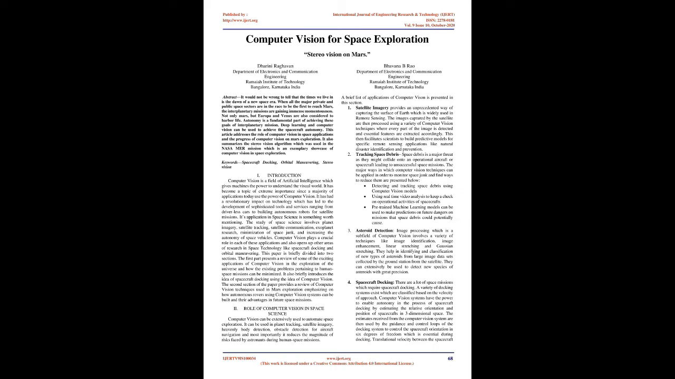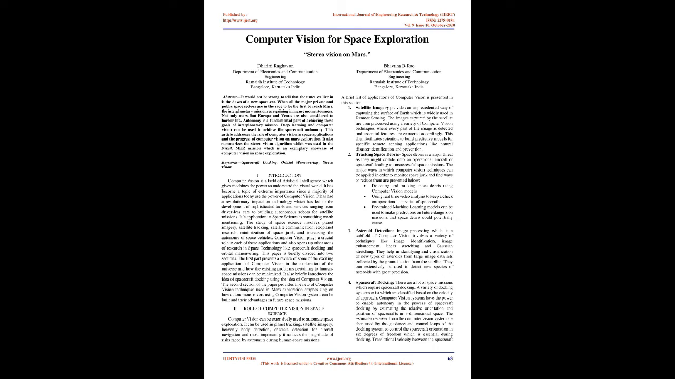Role of computer vision in space science. Computer vision can be extensively used to automate space exploration. It can be used in planet tracking, satellite imagery, heavenly body detection, obstacle detection for aircraft navigation, and most importantly, it reduces the magnitude of risks faced by astronauts during human space missions. A brief list of applications of computer vision is presented in this section.